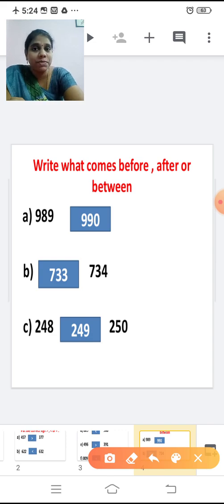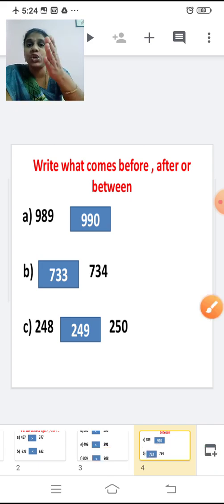The number that comes just before the given number, or else you are going to subtract 1 from the given number, right? And what is after number? The number that comes just after the given number, or else you're going to add 1 to the given number, that is after number. What is between number? The number that comes between two numbers is called between numbers. Shall we see some examples now?